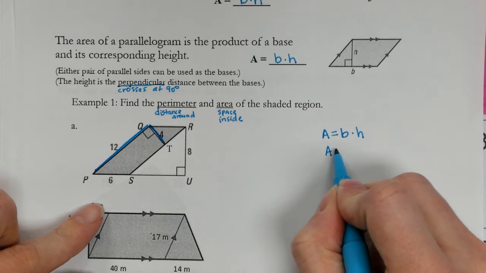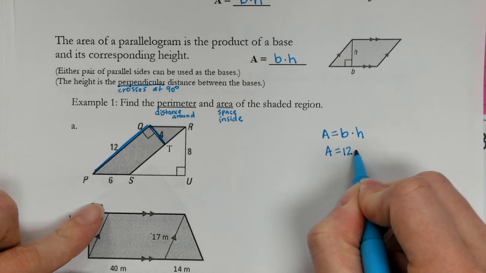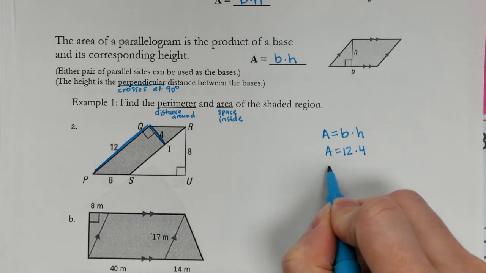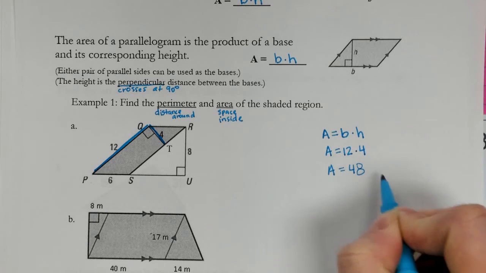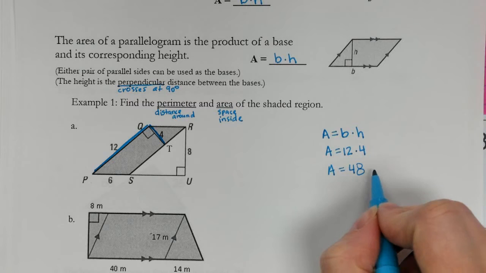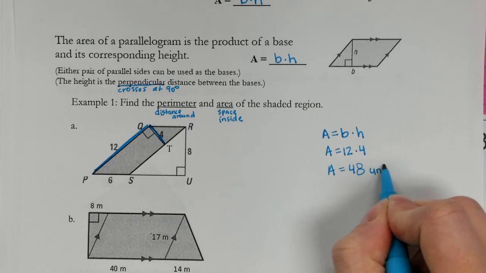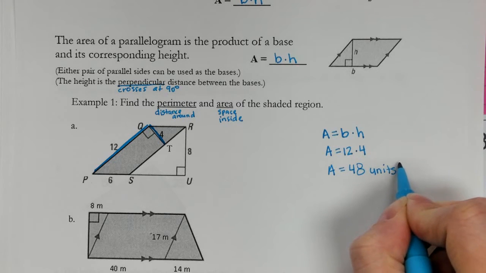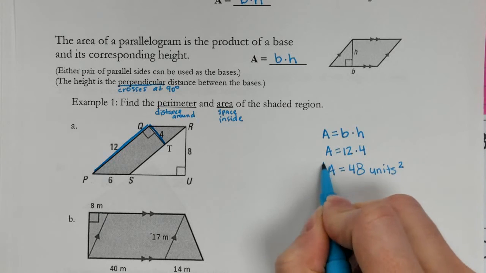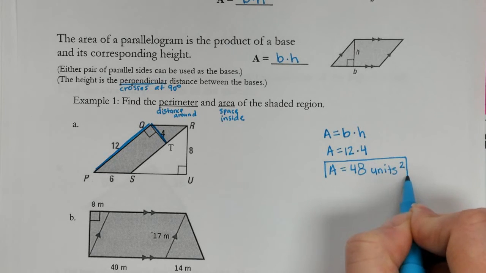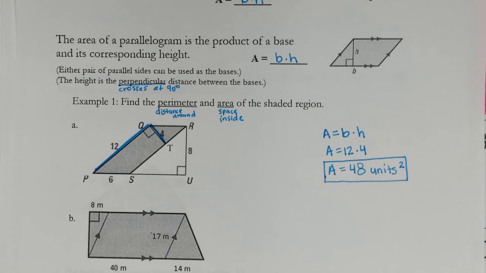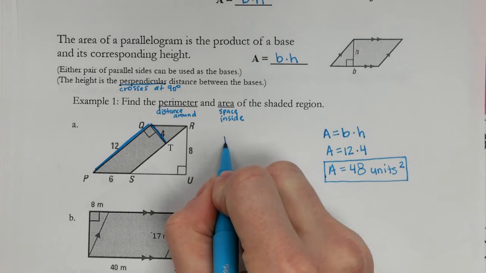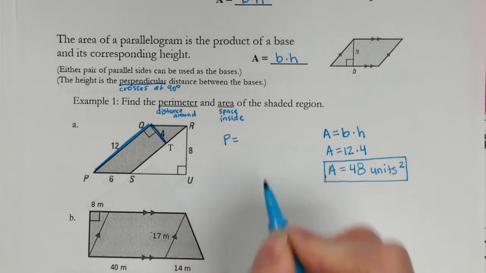So when I do my area formula, I've got 12 times 4. And then I know that 12 times 4 is 48. This doesn't have any units on it, but I am going to just say units, and then because it's area, I'm going to square it. So I know that this is 48 units squared for the area. That's the space inside the shape, but then I still have to do perimeter. Perimeter is where I add all the sides.